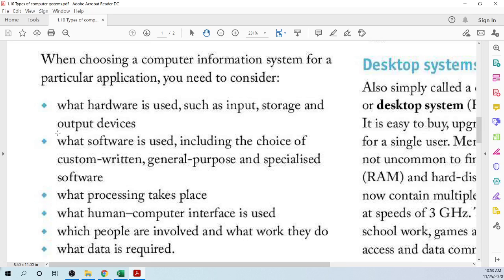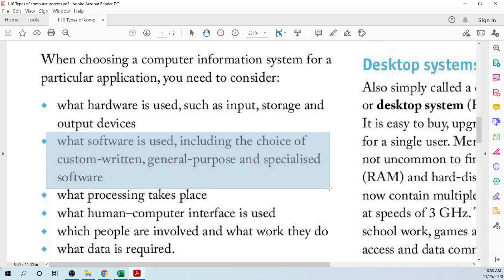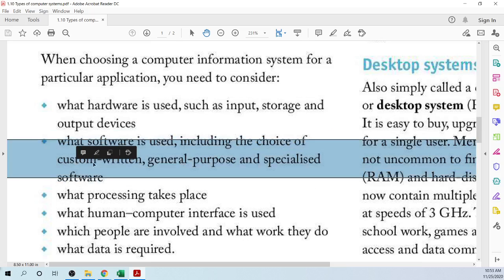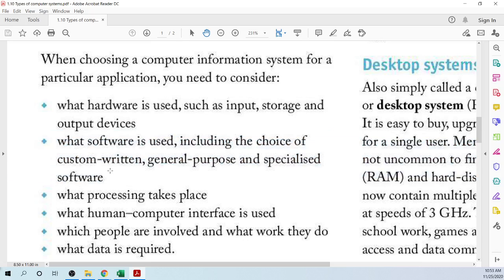Now, after you have decided what hardware you're going to use, you also need to decide what software you're going to use. We recently looked at the different types of software: custom written, general purpose, and specialized. In each given situation, there might be different software that is needed.